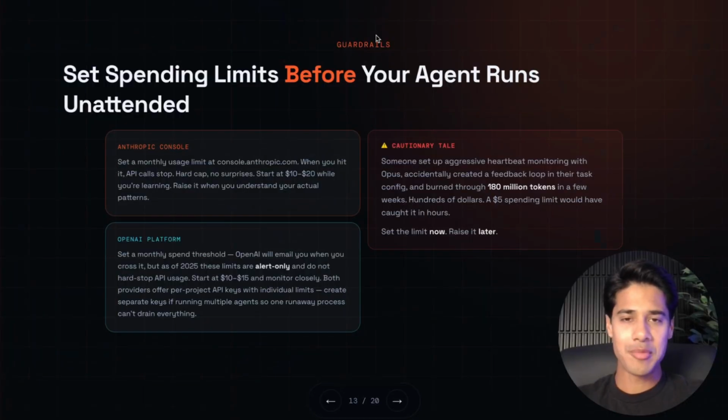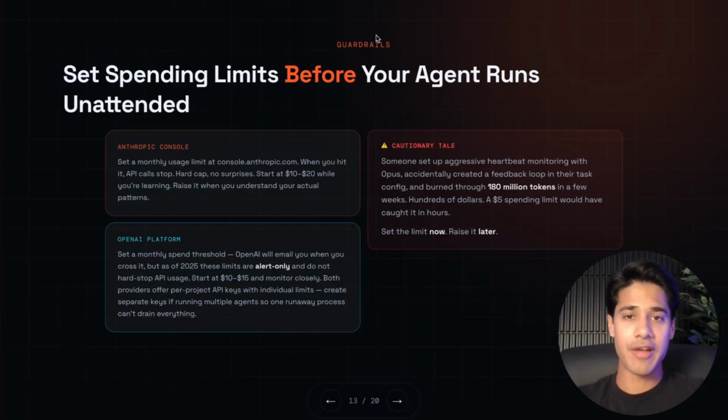Even with all the optimization in the world, you still need guardrails. You want to set spending limits before your agent runs unattended. On Anthropic's console, you want to set a monthly usage limit. When you hit it, the API calls will stop. Simple and pretty effective. You start it at $10 to $20 while you're learning.